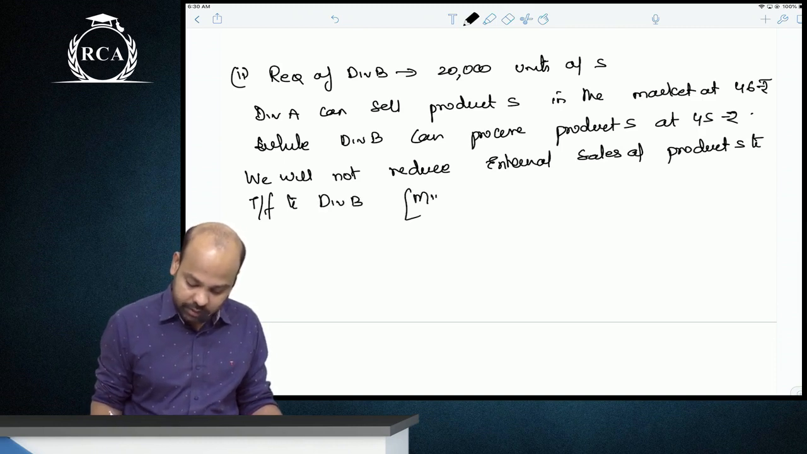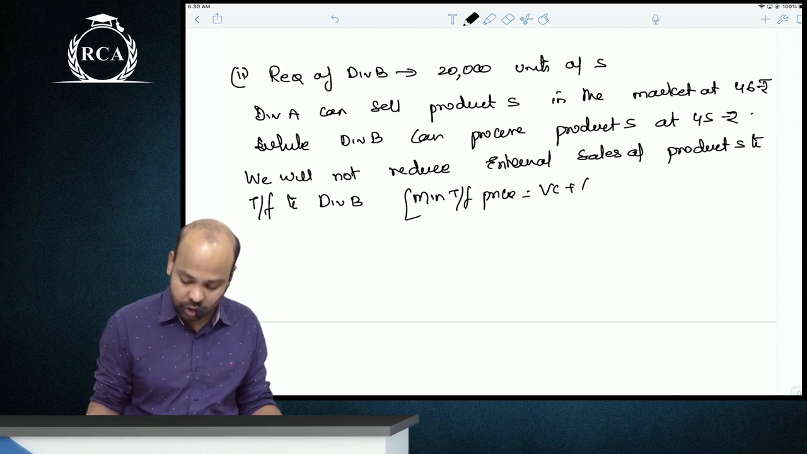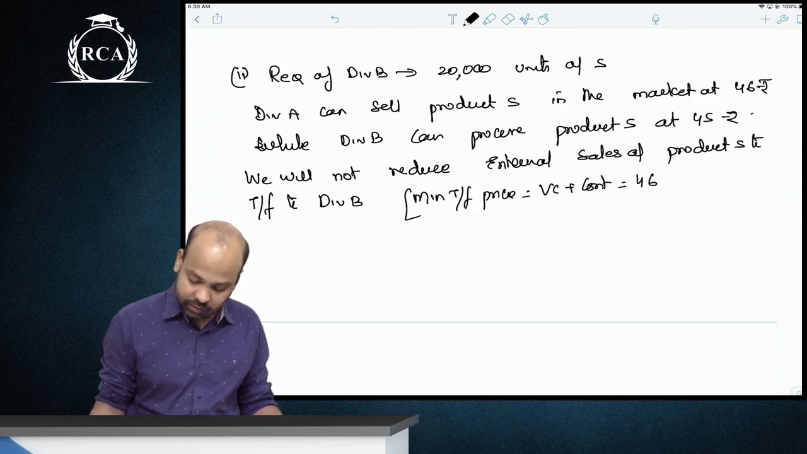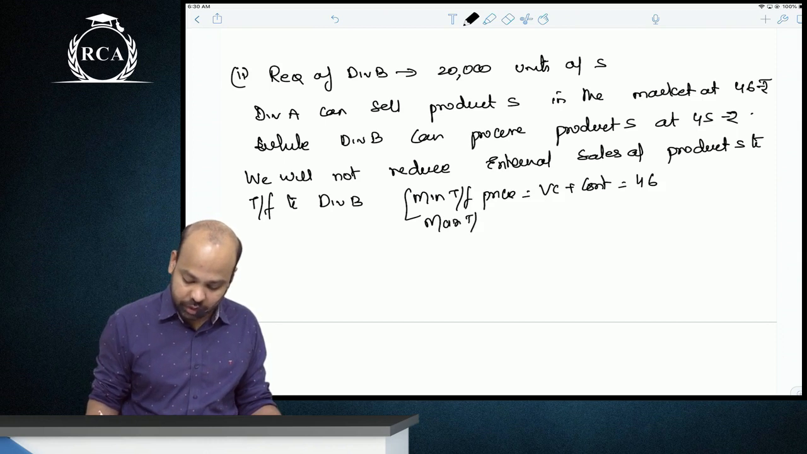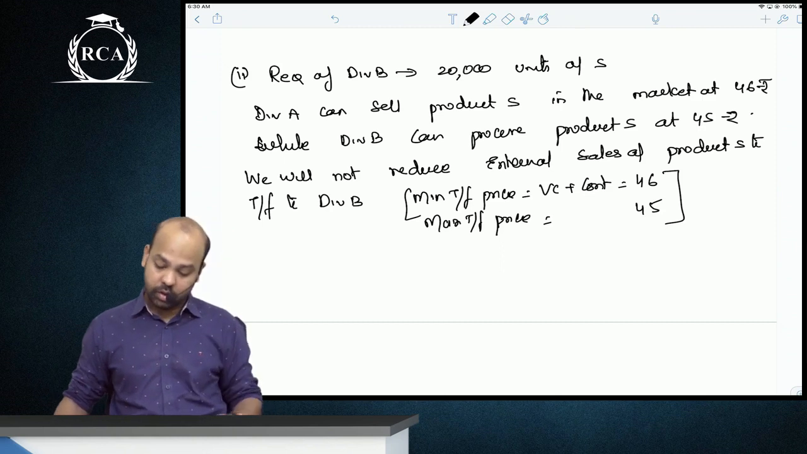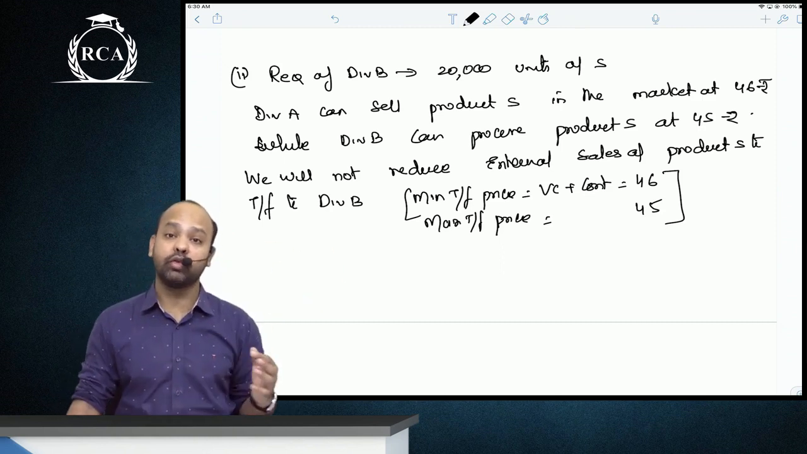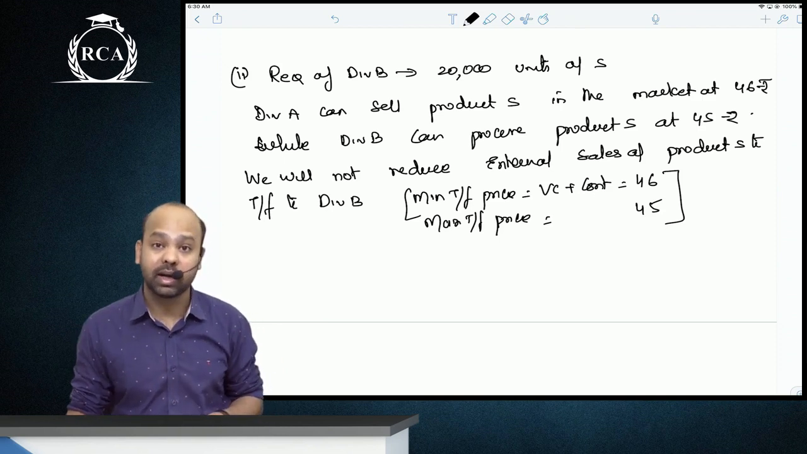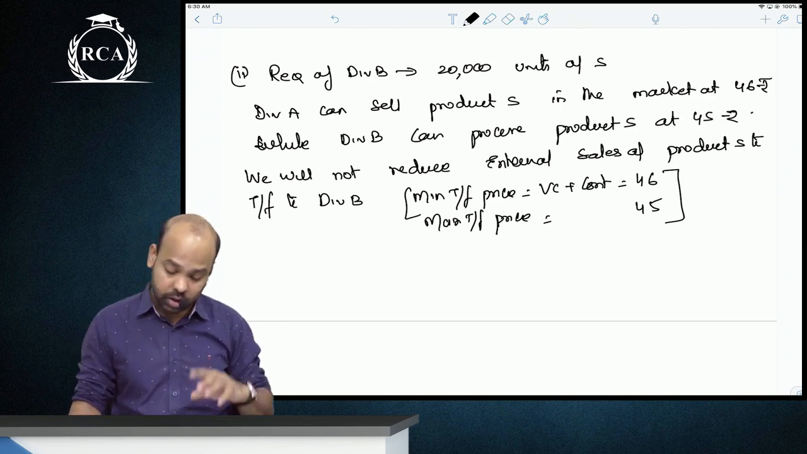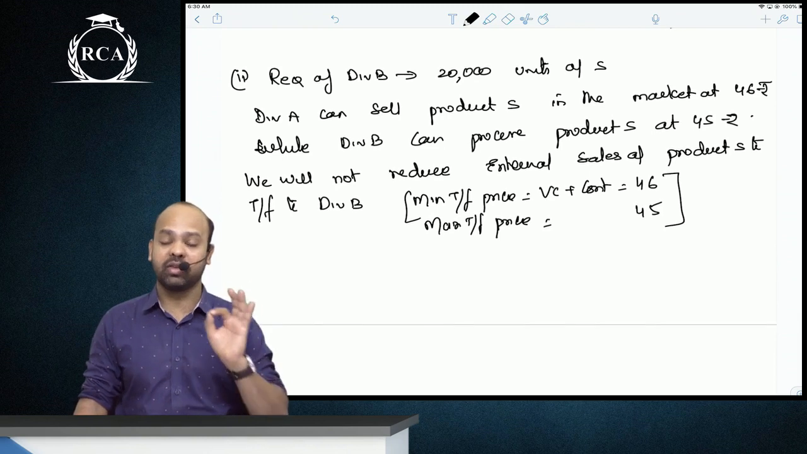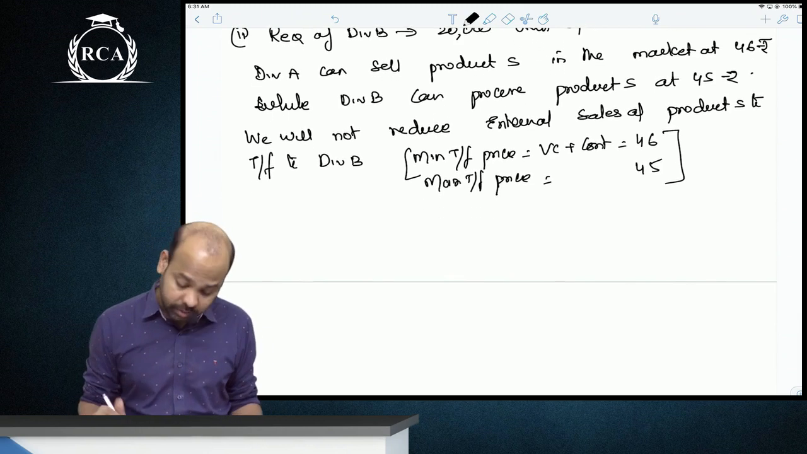Why, sir? Because our minimum transfer price, which is variable cost plus contribution foregone, would be 46, whereas the maximum transfer price would only be 45. Understood sir. So there is no way that we are reducing the sales of product S in the external market and transferring it to division B. This part should be crystal clear. Please do not worry about it.